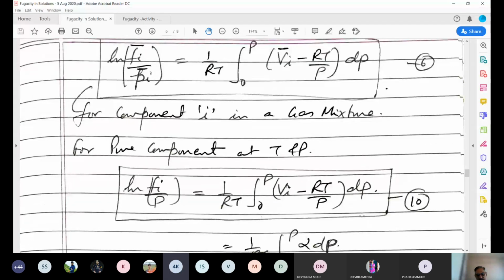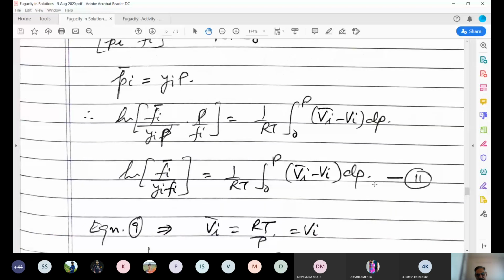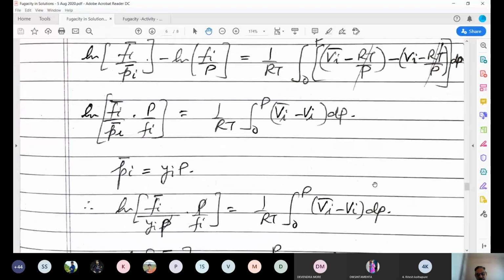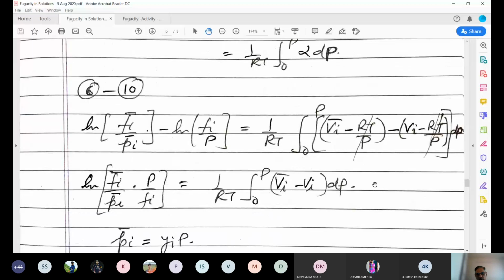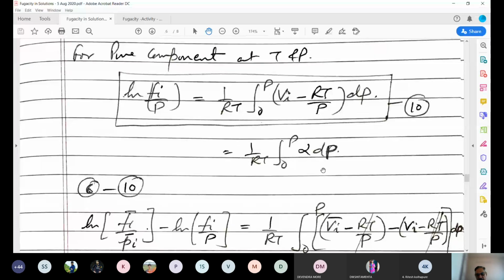So just to show you what we had done earlier, we are not using this alpha anywhere, but we are just saying this was what we had seen before. What we are using is for pure component real gases.